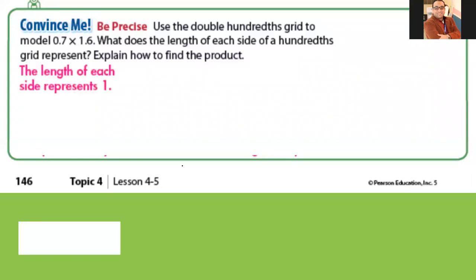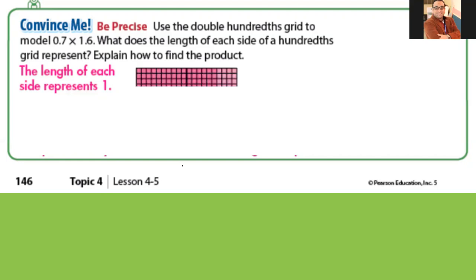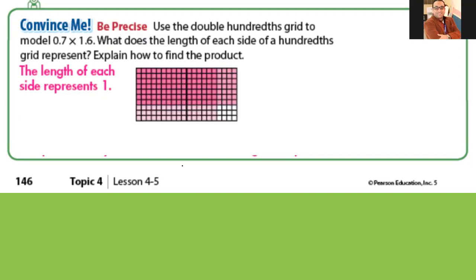At first, we need to recognize the length of each side represented by 1. Am I right? Here in front of you is a double grid. Why double grids? Because here he said 1 as a whole. Look at the screen, Ammar. You see this one?